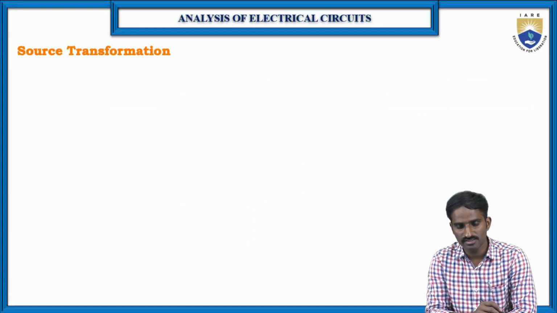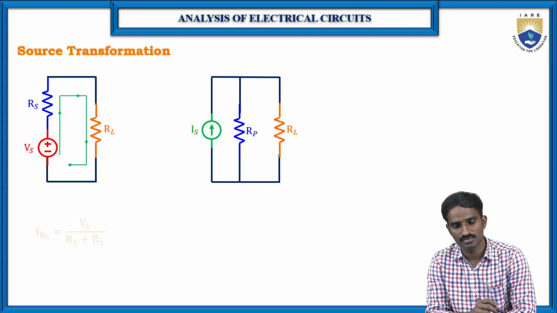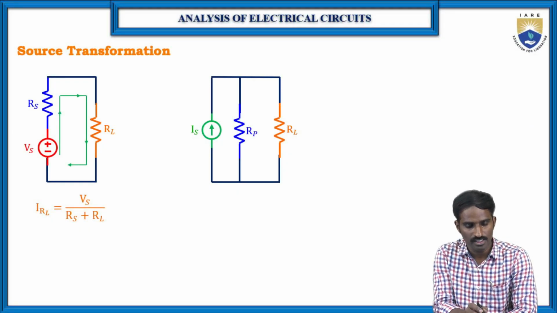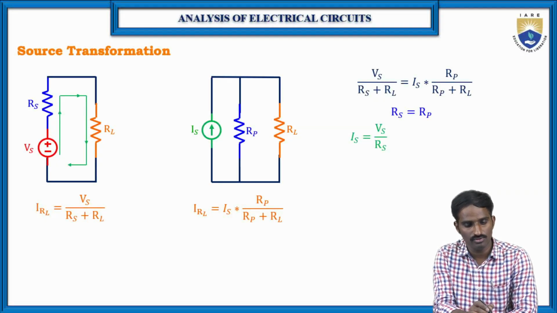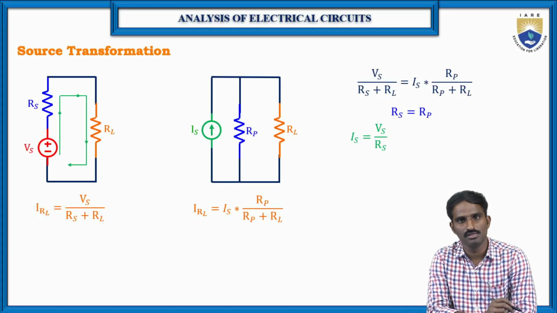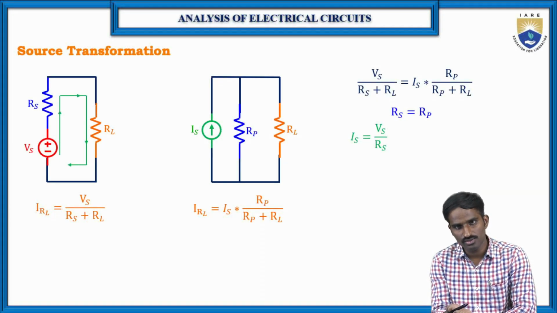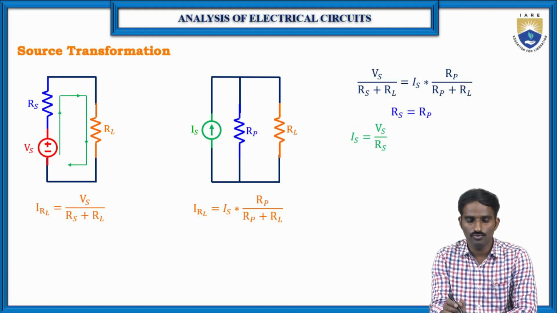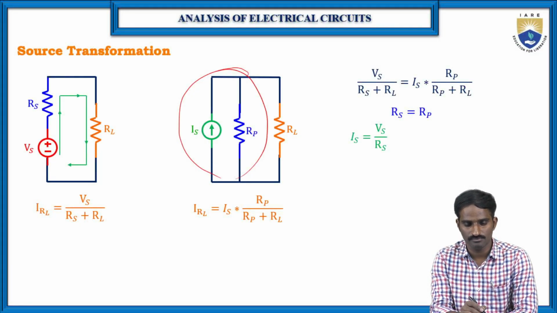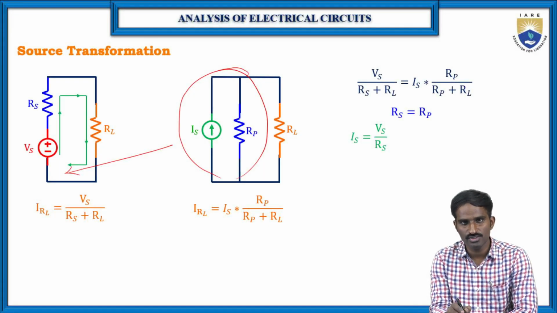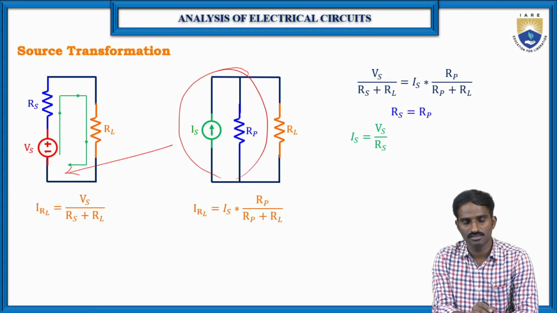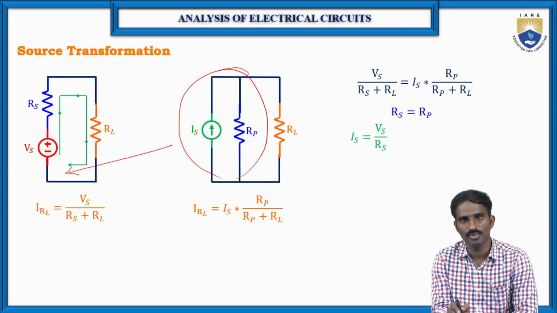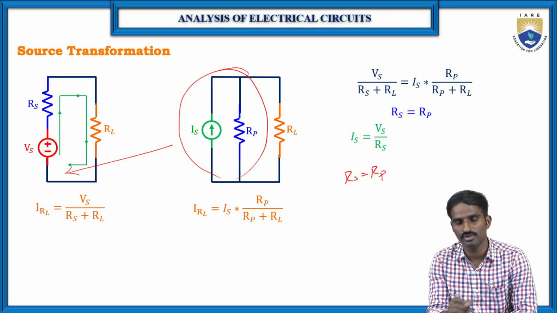As you know, Is is equal to Vs by Rs. So you can replace this Is. In the same way, we can also transform a current source into a voltage source. Here, this current source is replaced by a voltage source, and the parallel-connected resistor is connected in series. Then Vs is equal to Is into Rp. Here Rs and Rp are the same, Rs is equal to Rp. The same value we have to replace.